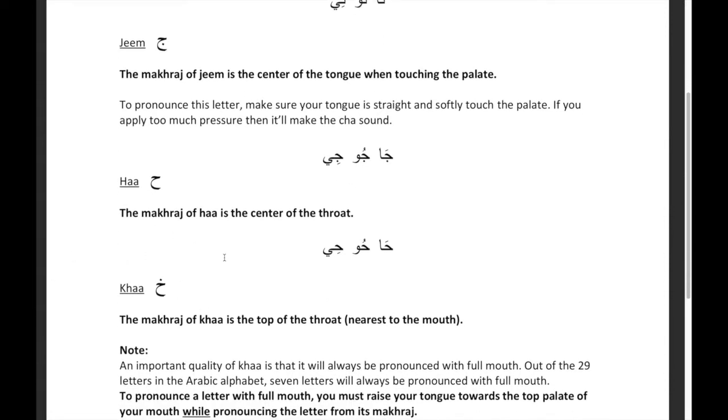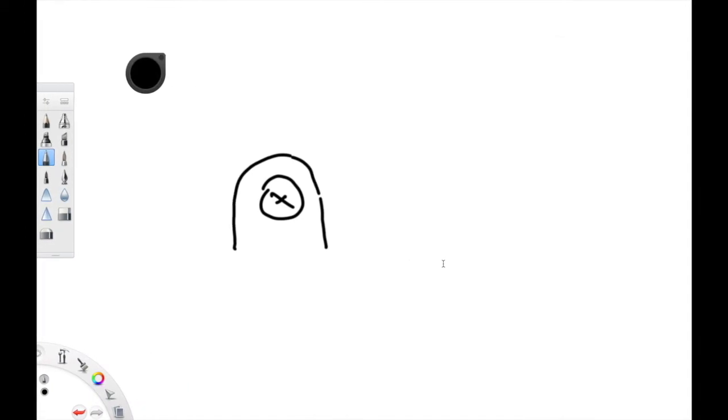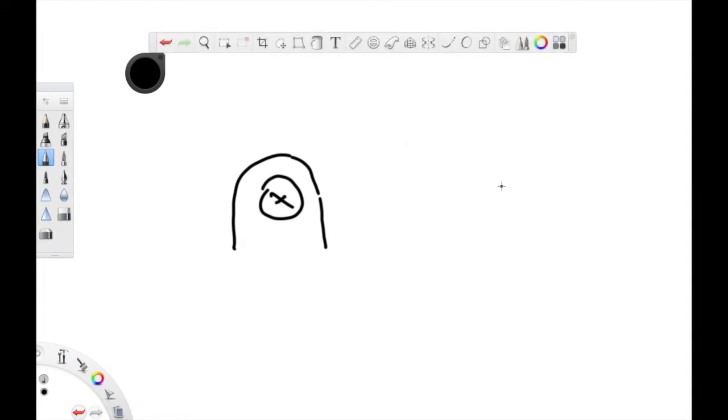The next letter is ha. The makhraj of ha is the center of the throat. So what is the center of the throat? Let's draw our throat, and your shoulders. We have a person. Good enough. So the center of the throat is right here.